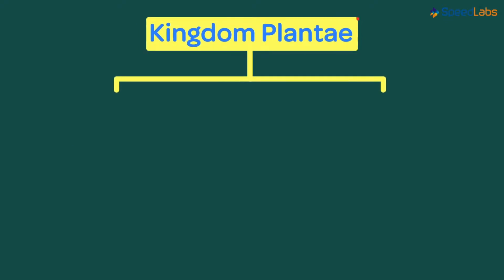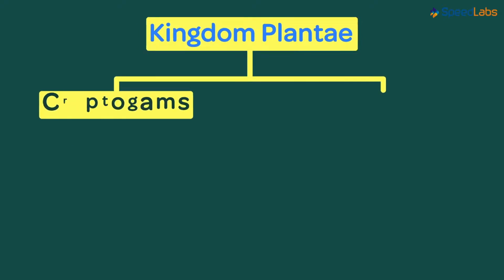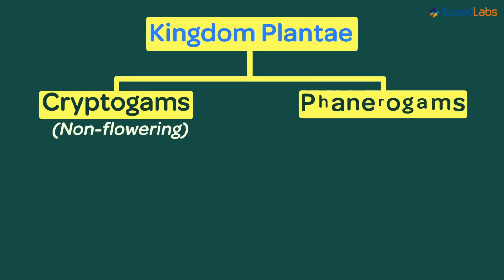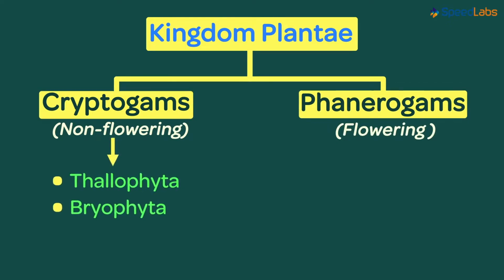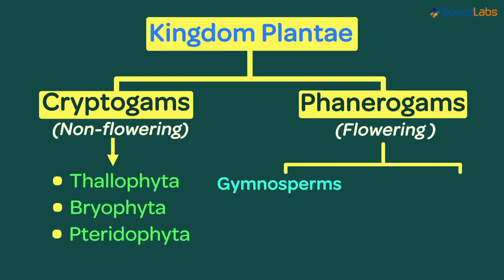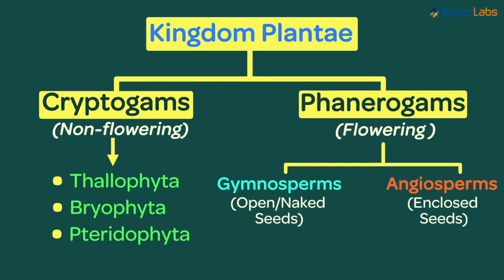Kingdom Plantae is divided into two major classes: cryptogams, the non-flowering plants, and phanerogams, which are usually the flowering plants. The cryptogams are further divided into three subgroups: Thallophyta, Bryophyta, and Pteridophyta. On the other hand, phanerogams are broadly categorized into two parts: Gymnosperms, those with open or naked seeds, and Angiosperms, which have seeds enclosed in special structures like the fruits. Angiosperms are further classified into two parts as monocotyledons and dicotyledons.